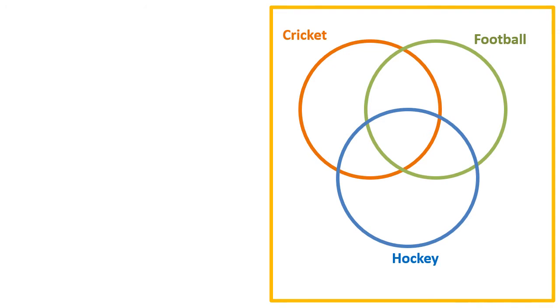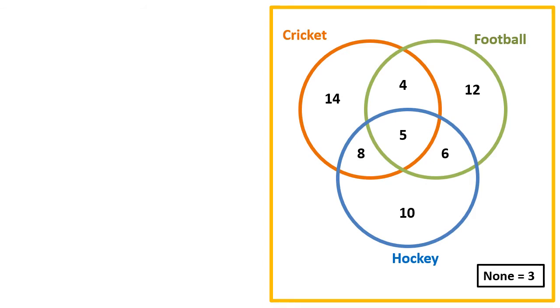Let's go with the example. In a school, there is a sports hour, and in that sports hour, students play cricket or football or hockey. The count of students playing cricket will be placed in the cricket circle. Those who play football will be placed in the football circle, and the count of students playing hockey will be in the hockey circle. Now, I will fill this Venn diagram with certain data like this.